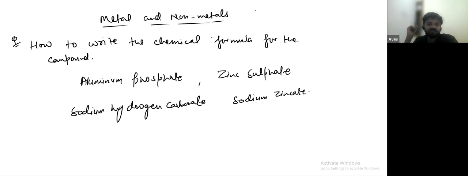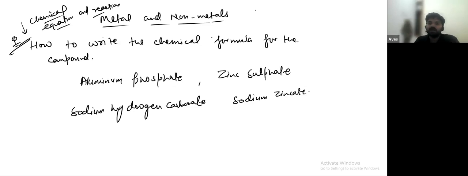So first of all, we are just discussing writing formulas for 10 minutes. This question is from the first chapter, which we learned in the first chapter, that is chemical equations and reactions. It is very important that you know how to write the chemical formula. If you don't know how to write the chemical formula of a compound, you will not be able to write or learn anything in chemistry. So it is very important. Is there anyone in the class who can tell me the formula for aluminium phosphate?